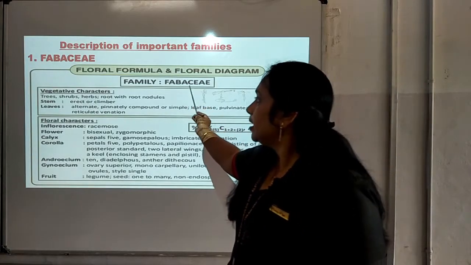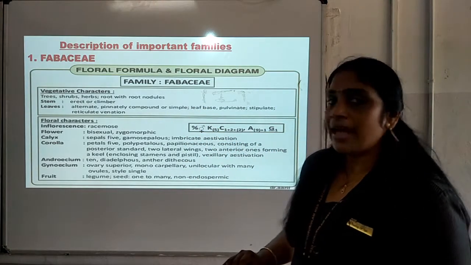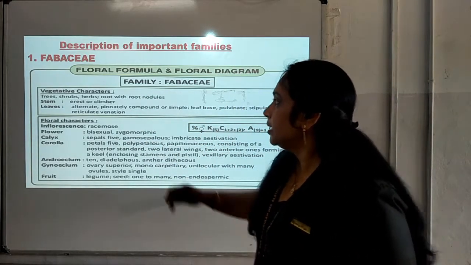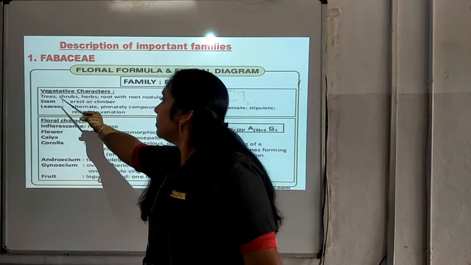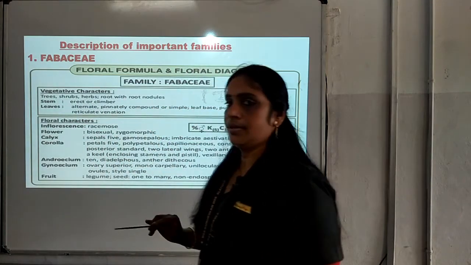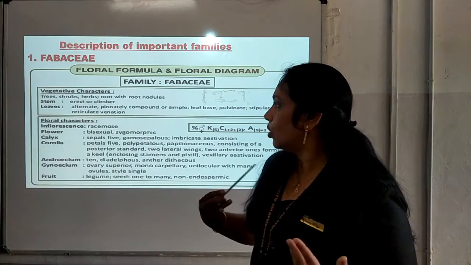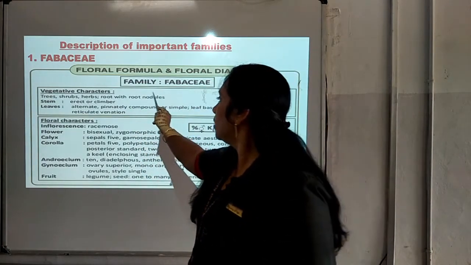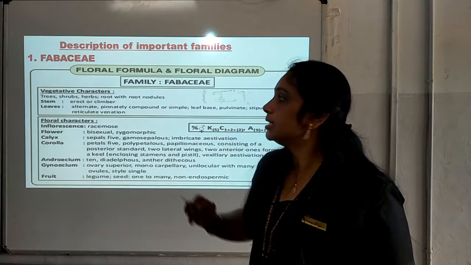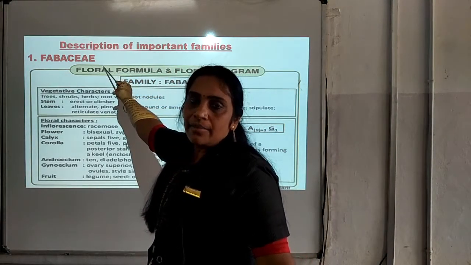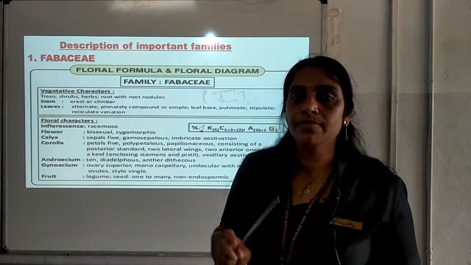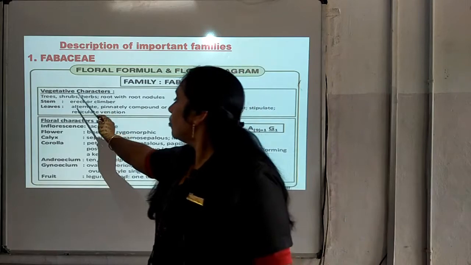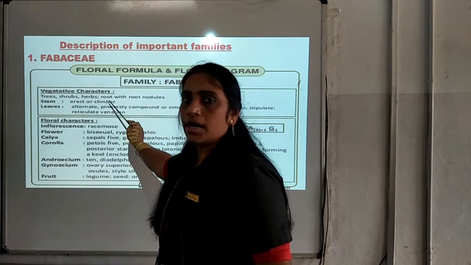Now, number 2 is Fabaceae. We can see, related to the family Fabaceae, vegetative character as well as floral character. In the case of vegetative characters, it can be a tree or shrub or herb, and the root has root nodules. Already we know what root nodules are, isn't it? This is a pulse family. For example, pea. In the pea plant we can see root nodules. Now, the stem of this plant may be erect or a climber.